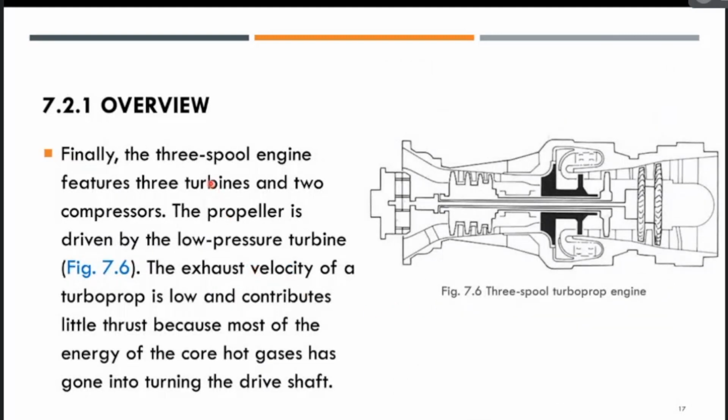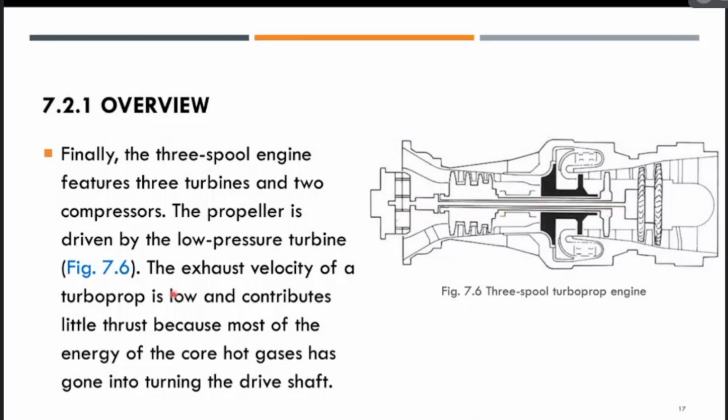Finally, the three-spool engine. It is much more complex and much heavier. It's shown in this figure 7.6. In this case, the propeller is driven by the low pressure turbine. So the gearbox here and the propeller in front here are driven by the low pressure turbine.